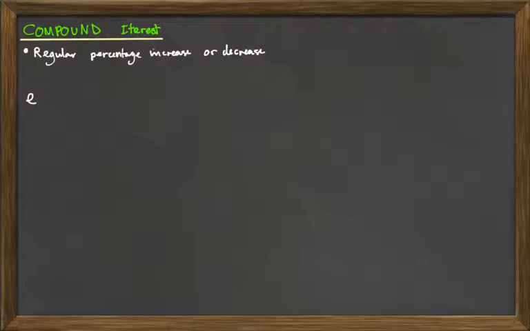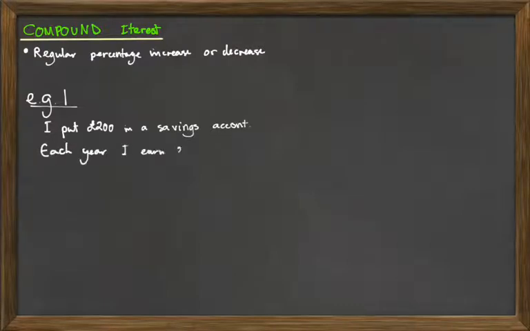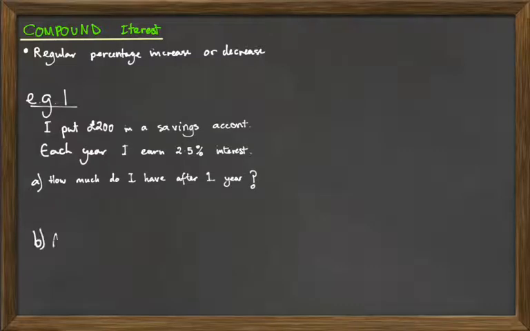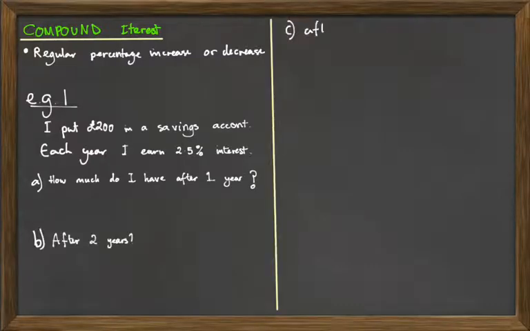Okay, let's look at the first example then. So this is a standard example. Let's say I put £200 in a savings account. Each year I earn 2.5% interest. A, how much do I have after 1 year? Question part B, after 2 years, how much do I have? And C, after 10 years, how much do I have?